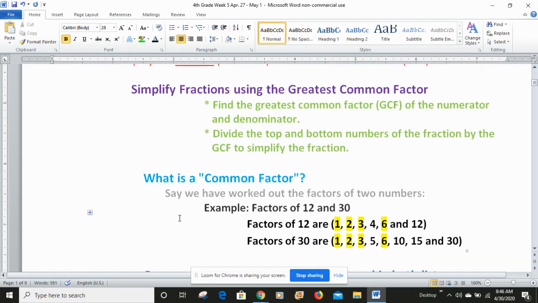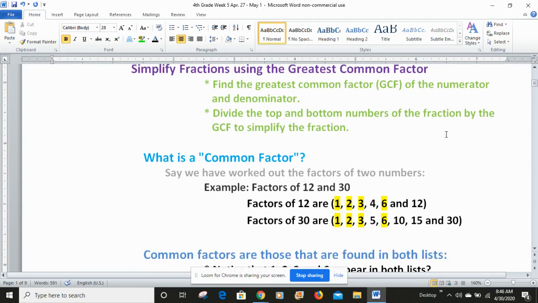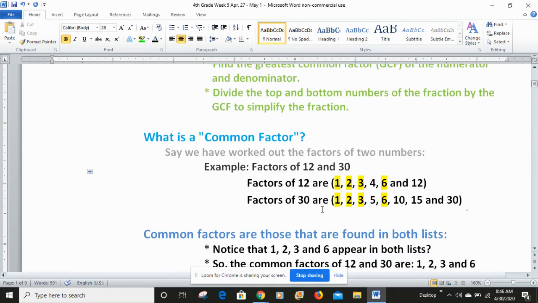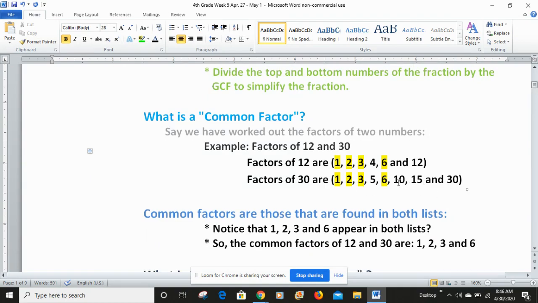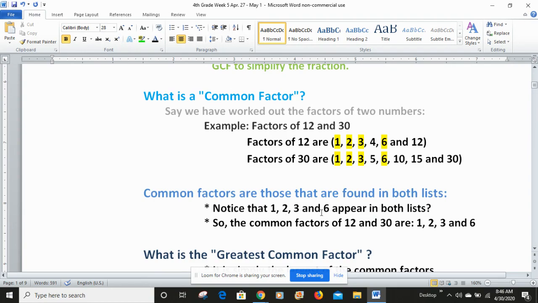So what is a common factor? Say we worked out the factors of two numbers. Example, what are the factors for 12 and 30? Well, the factors for 12 are 1, 2, 3, 4, 6, and 12. The factors for 30 are 1, 2, 3, 5, 6, 10, 15, and 30. You can see I've highlighted a few numbers in here. The common factors are those that are found in both lists. Notice that 1, 2, 3, and 6 appear in both lists. So the common factors for 12 and 30 are 1, 2, 3, and 6.